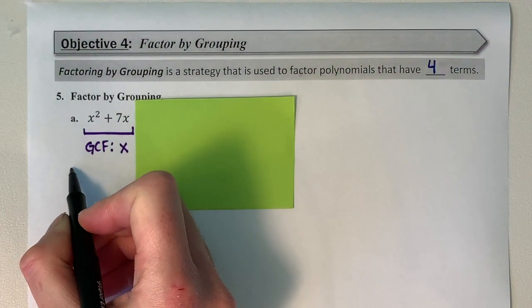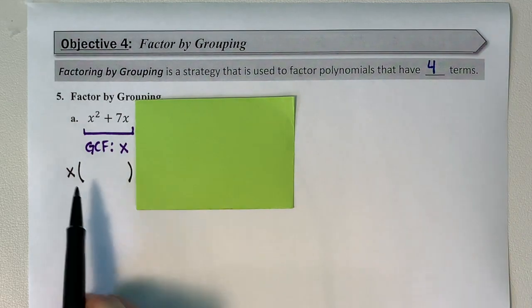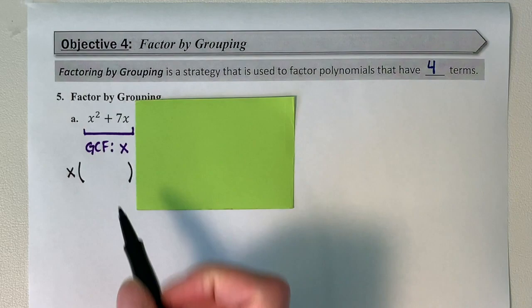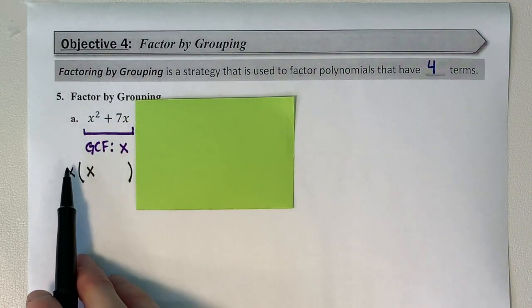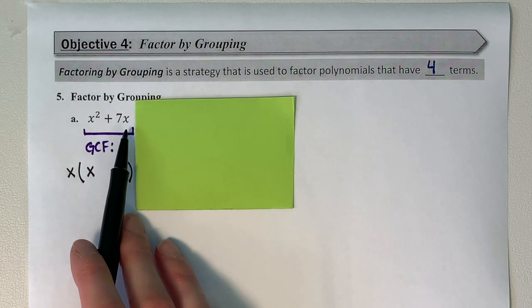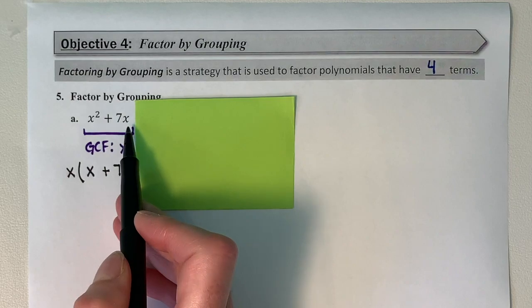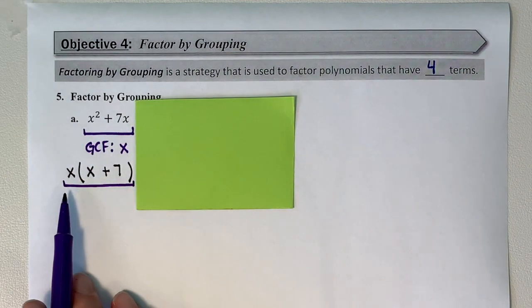So I'm going to put the x on the outside of the parentheses, and then we can imagine if we were to distribute, what would we have to multiply x by to get x squared? Well, x times x would give us x squared. And then what would we have to multiply x by to get a positive 7x? Well, x times a positive 7 would give us a positive 7x. So now we've factored these first two terms right here.